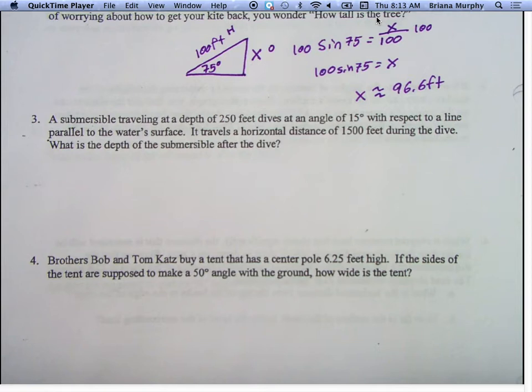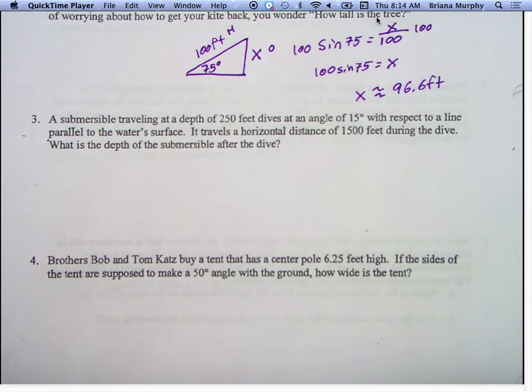A submersible, I can't say that word, a submarine, we'll say a submarine, is traveling at a depth of 250 feet and dives at an angle of 15 degrees with respect to a line parallel to the water surface. It travels a horizontal distance of 1,500 feet during the dive. What is the depth of the submarine after the dive?